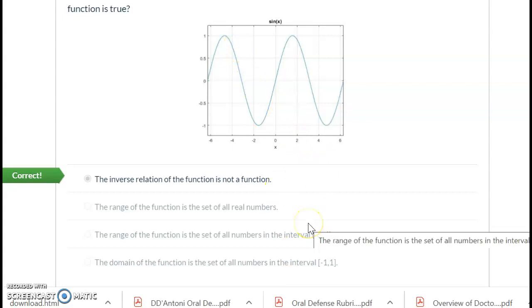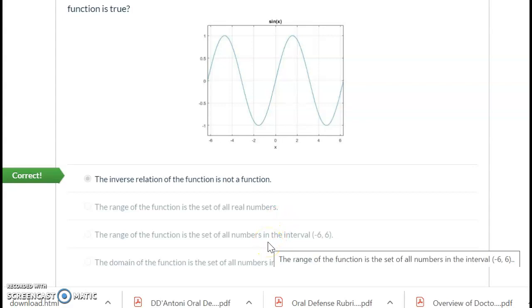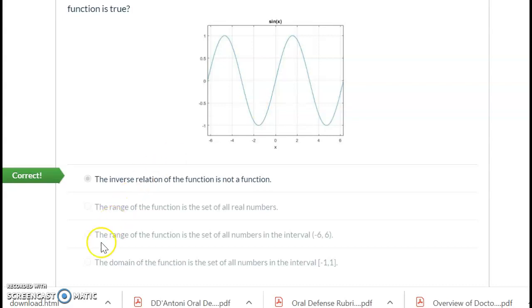So those three answers cannot be, because none of those would actually make any sense according to the definitions of domain and range. The one that really is true is that the inverse relation of the function is not a function. If you were to take the inverse of this particular wave, you would picture it turned on its side, and that would not be a function.